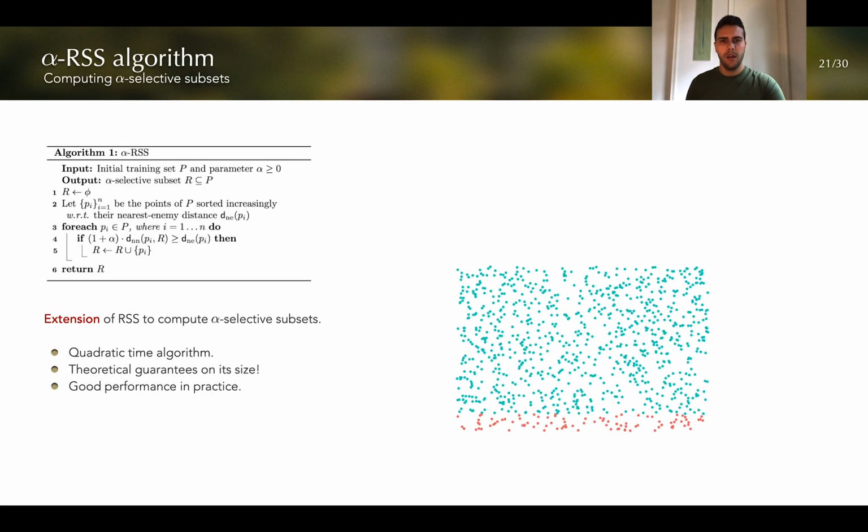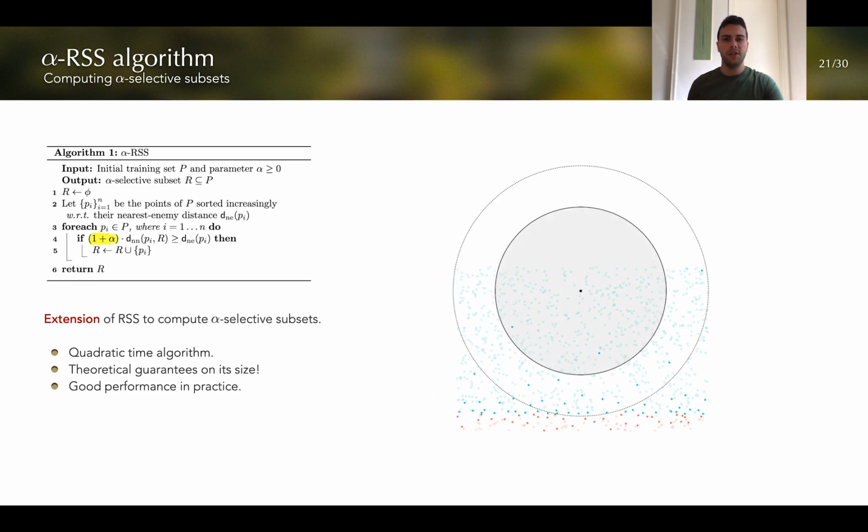alpha HSS. However, we provide a more practical algorithm for the problem, which is called alpha RSS, and this is an extension of the RSS algorithm that we proposed in previous works. The idea of this algorithm is a greedy selection of the points, in which we start with the points that are closer to the boundaries between classes, and then for every point, we consider its nearest enemy ball, shrunk by 1 plus alpha, and the idea is we want to cover this shrunk ball, and we do the greedy selection based on whether this point was already covered or not.